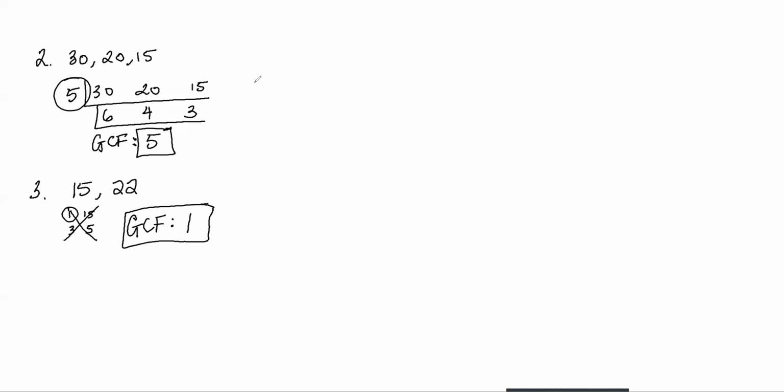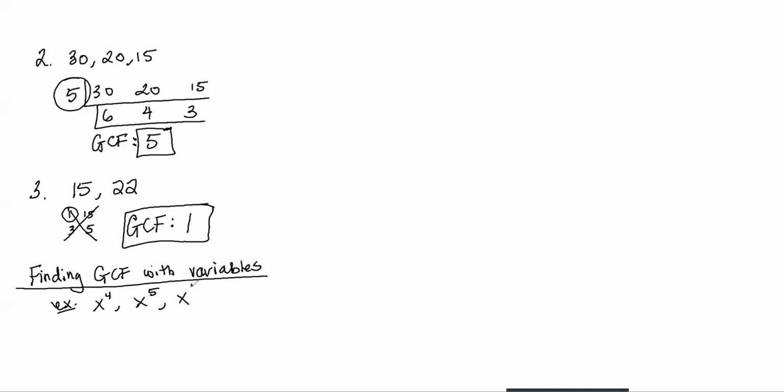All right, so let's take a look at finding GCFs with variables. All right, so let's look at an example here first. Let's say we have x to the 4th, x to the 5th, and x to the 6th.